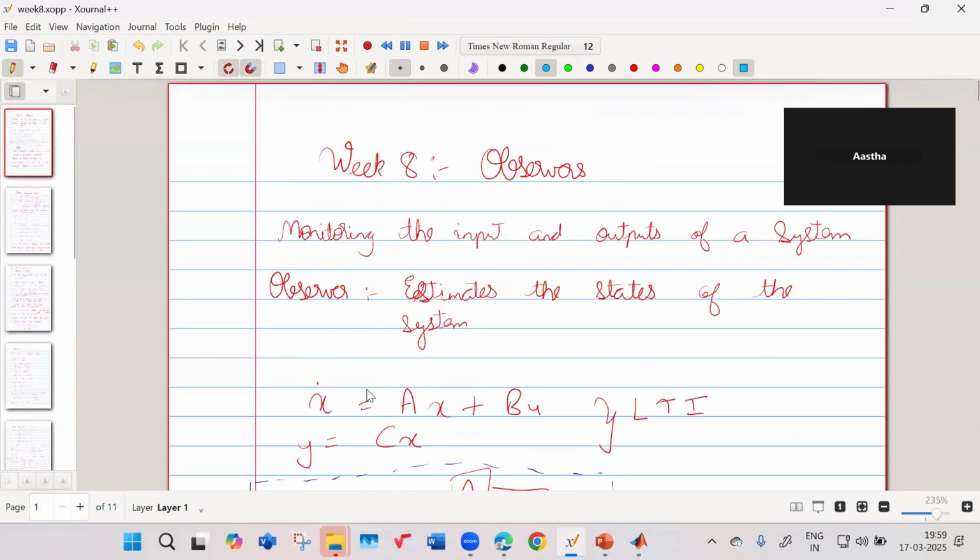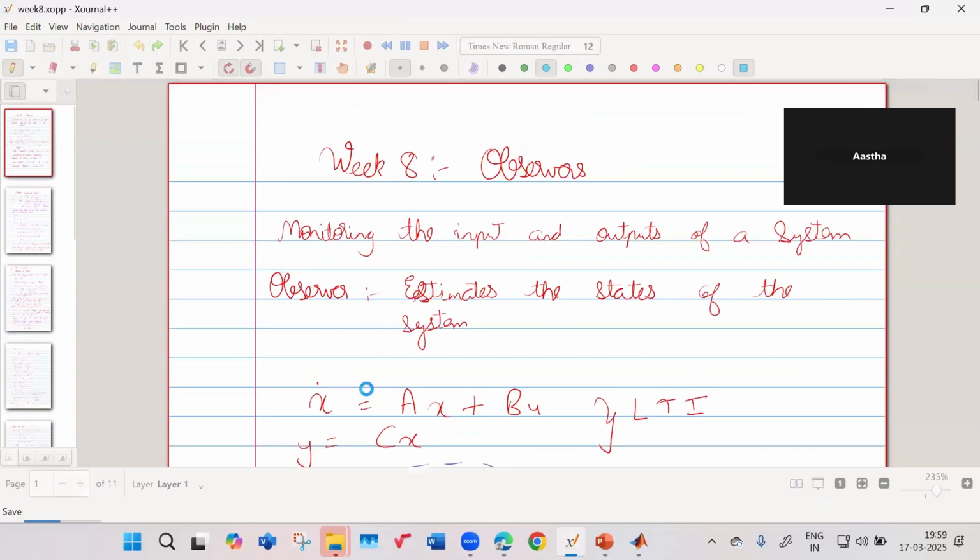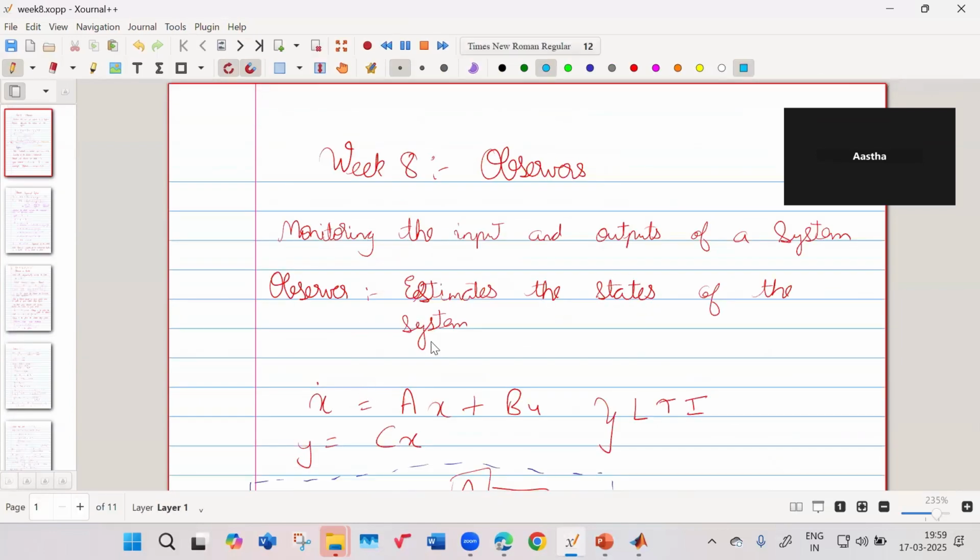So this is the summary of what was done in today's session. And in next week's session, it will be more about sampling, multi-rate sampling, and further aspects regarding digital control.